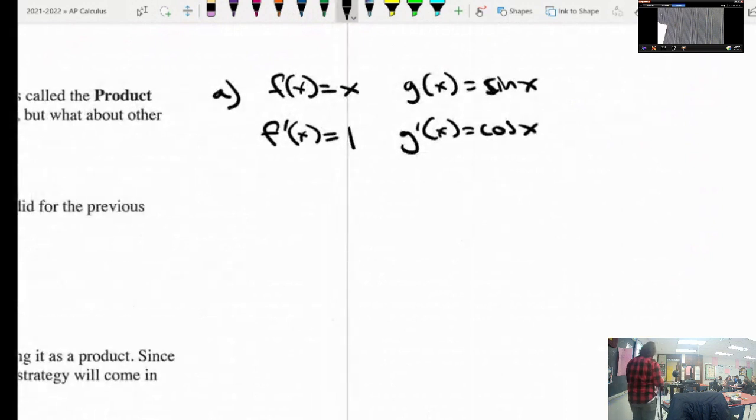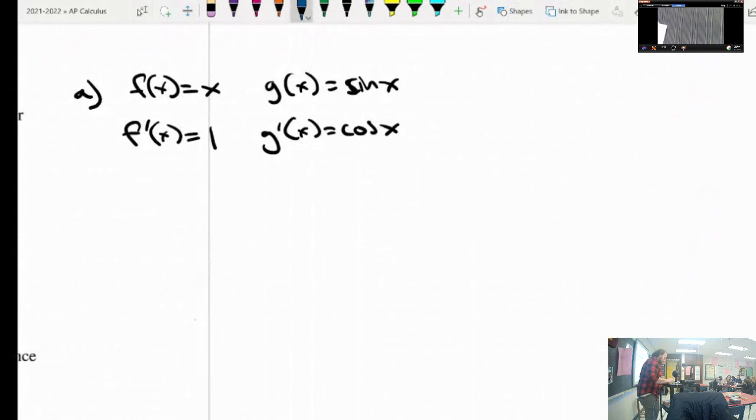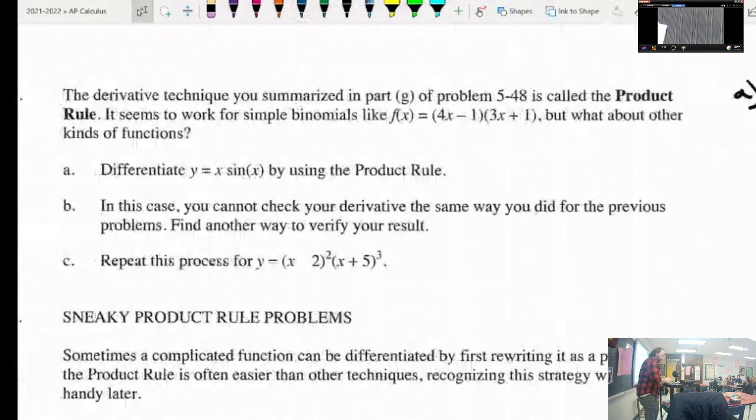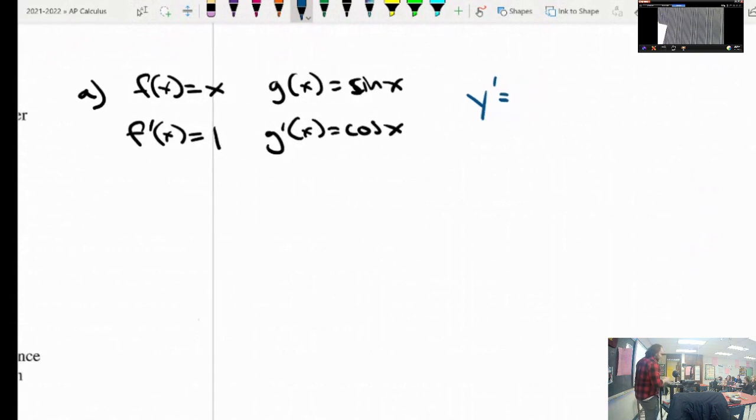Helps to organize your work. I like to make a little table like that because it helps to remember which ones will get multiplied by which other ones. And so the derivative, what did they say y equals? They did y equals, so we'll do y prime. So the derivative would be x cosine of x plus sine of x times 1.